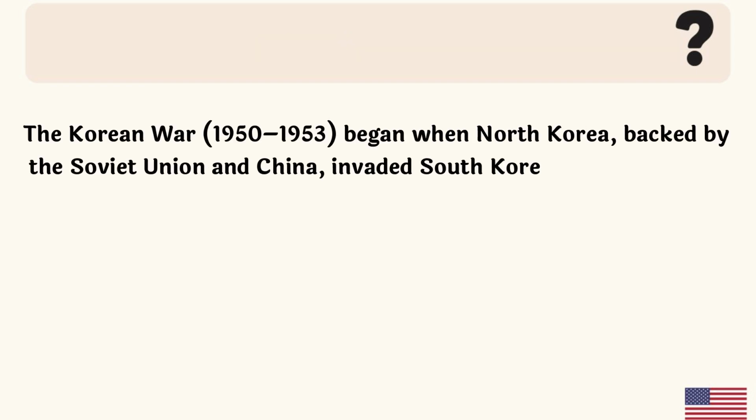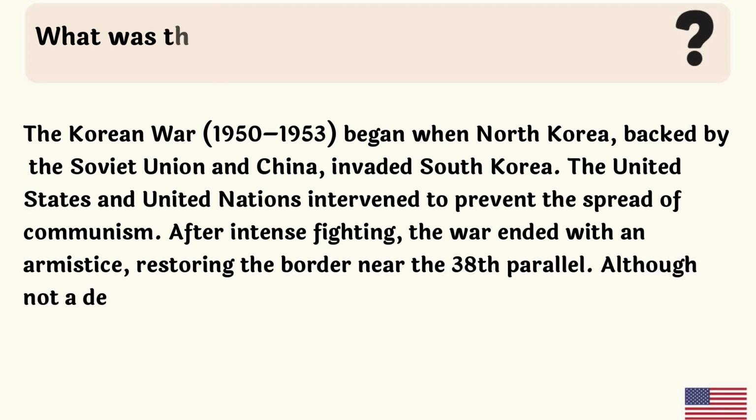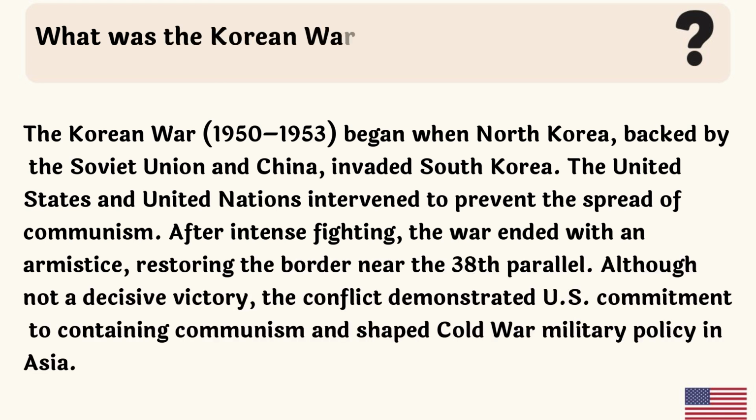The Korean War, 1950 to 1953, began when North Korea, backed by the Soviet Union and China, invaded South Korea. The United States and United Nations intervened to prevent the spread of communism. After intense fighting, the war ended with an armistice, restoring the border near the 38th parallel. Although not a decisive victory, the conflict demonstrated US commitment to containing communism and shaped Cold War military policy in Asia.